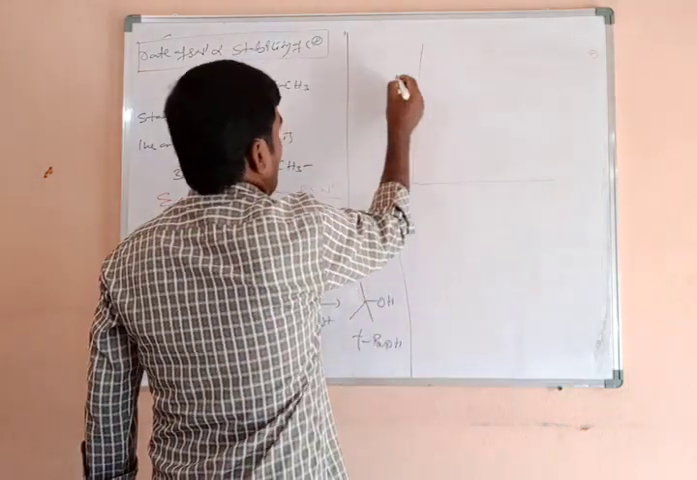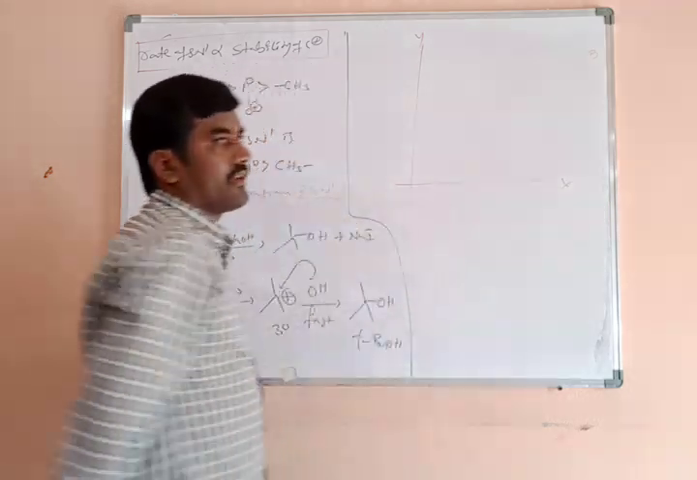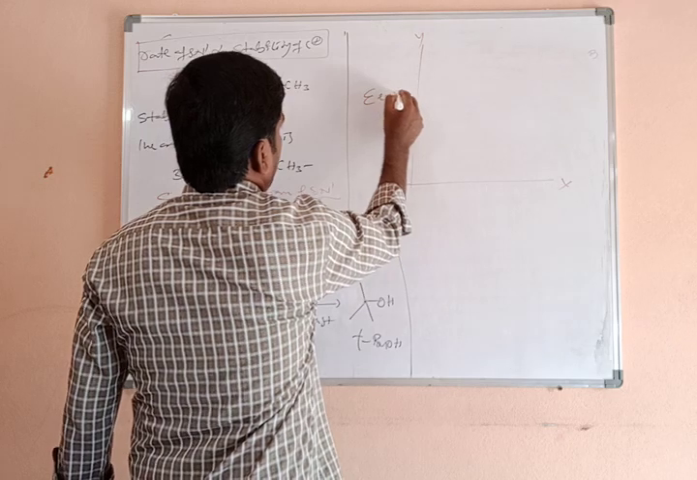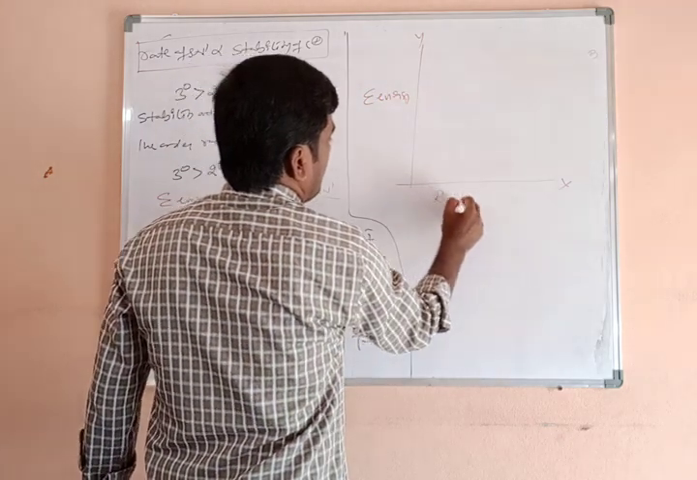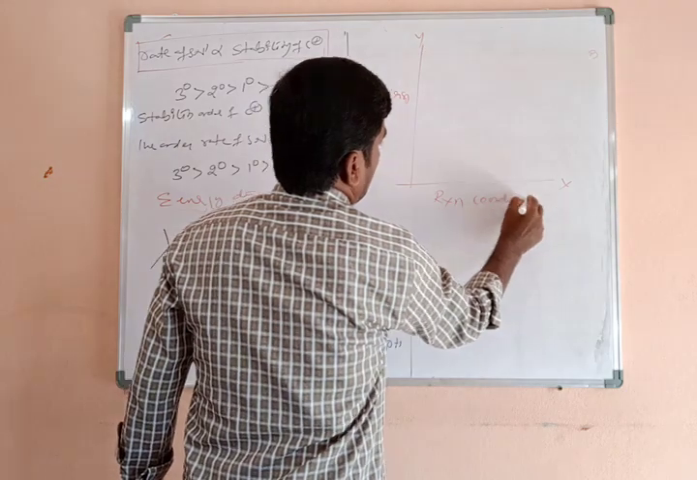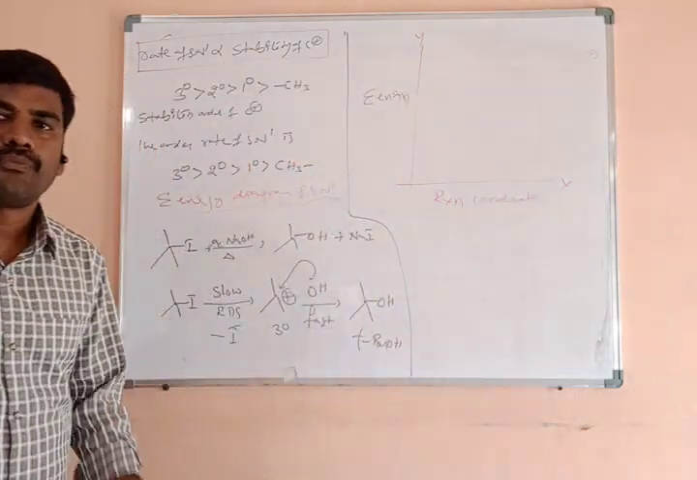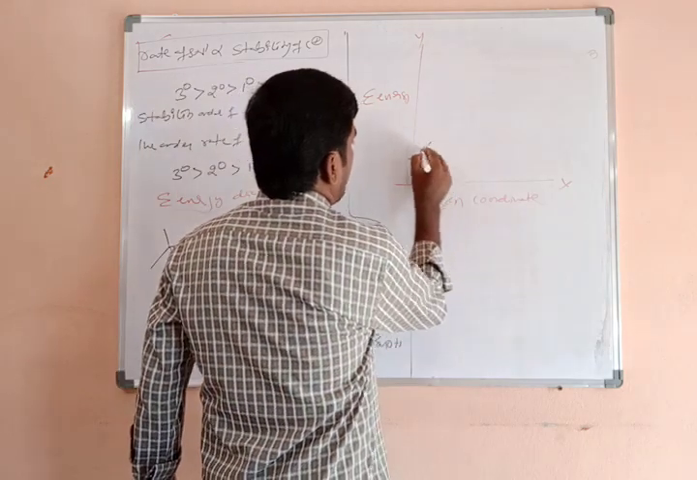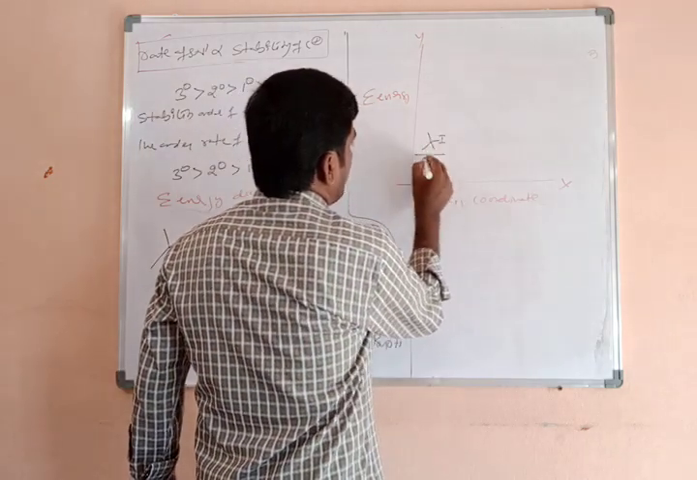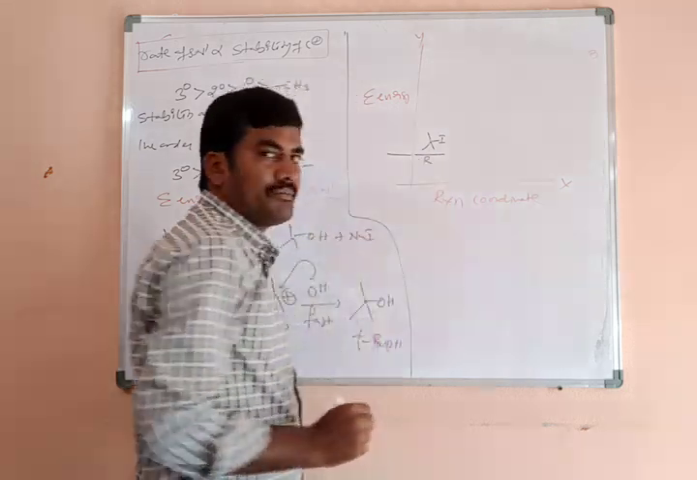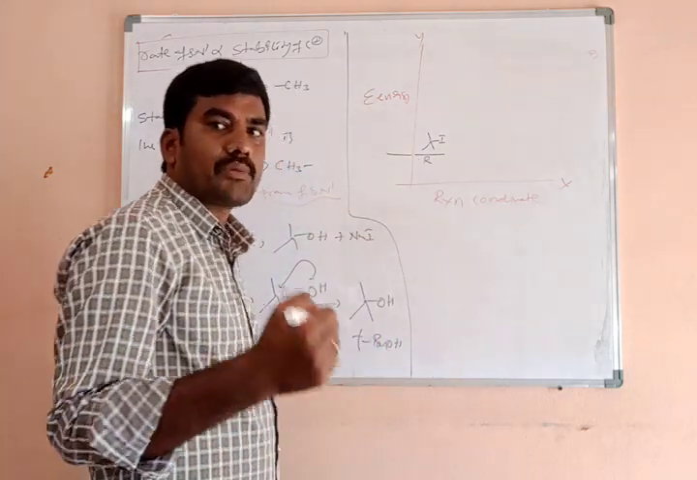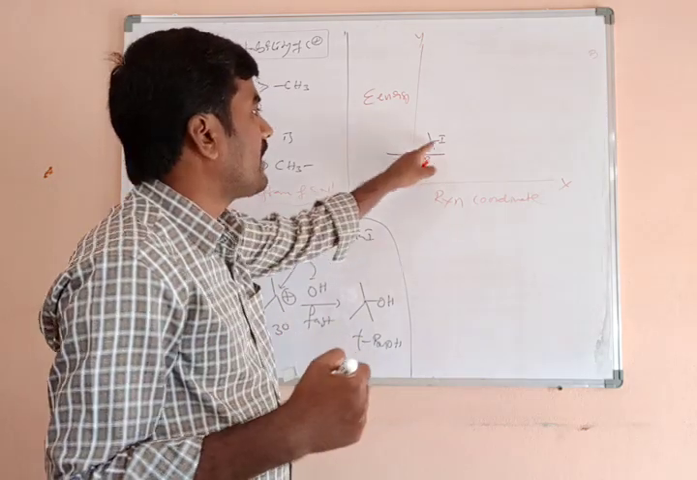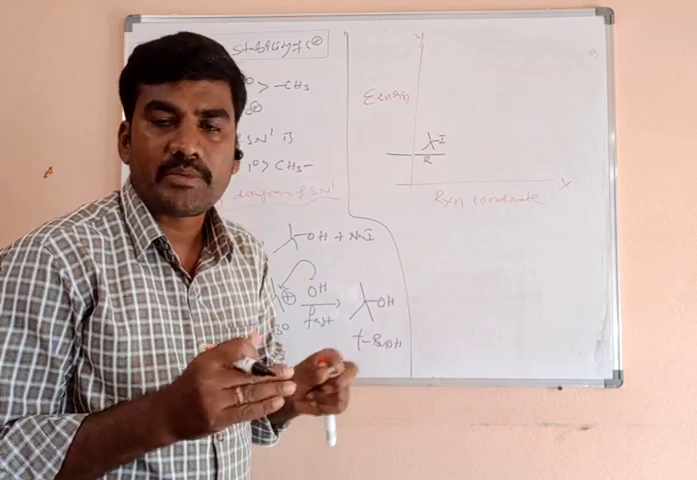Now this is the y-axis, this is the x-axis. The y-axis is going to measure the energy, and the x-axis is going to measure the reaction coordinate. For example, the reactant here is tertiary butyl iodide, present at this energy level. Clear? When it absorbs energy, obtained from the solvation of the halide ion, cleavage of the bond between carbon and iodide ion takes place gradually.